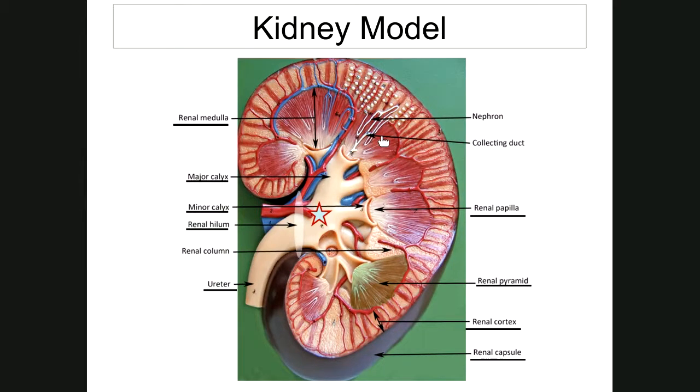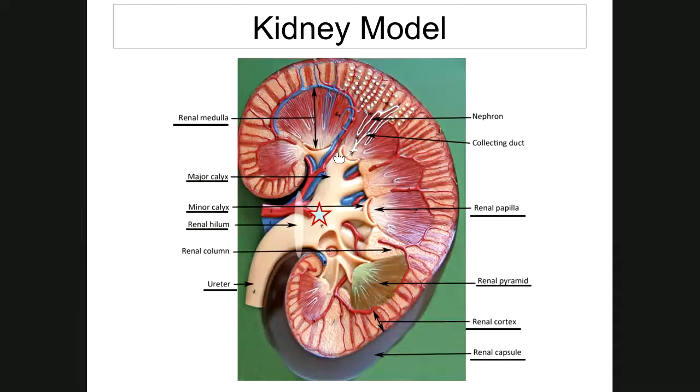The renal papilla, P-A-P-I-L-L-A, is the tip of the pyramid. So the papilla is the tip of the renal pyramid. You can see up here at the top, this is where the collecting ducts are going to drain their urine into the renal pelvis. Now we're going to talk about these little cups that catch that urine in just a minute.